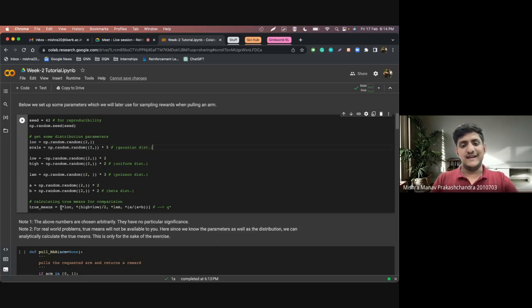Here, this true means list contains the true value for all these distributions. For the Gaussian distribution, it's the mean. For the uniform distribution, it's (high + low) / 2. For the Poisson, it's the lambda itself. And for beta, it's A / (A + B). So these are all known means for these well-known probability distribution functions. Here, the numbers are chosen arbitrarily. They have no particular significance. And for real-world problems, these true means will not be available. Since we know the parameters as well as the distribution, we can analytically calculate the true means. This is only for the sake of the exercise.